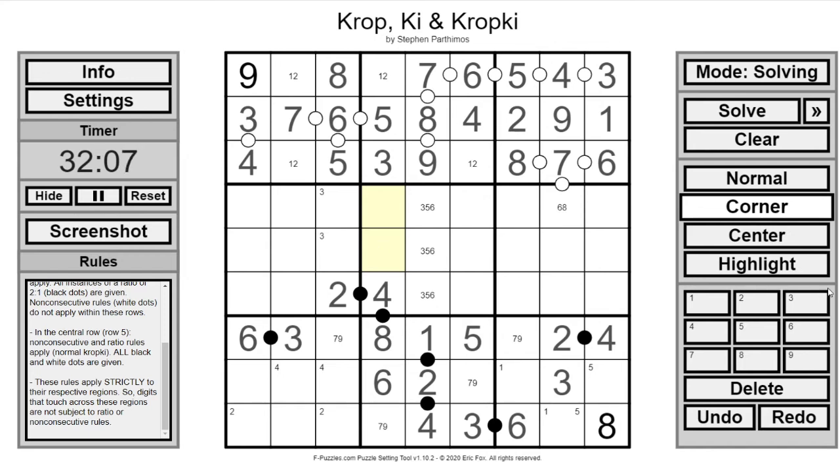Huh. I think we can get rid of a 2 here, because it is in the 4 rows. Yeah, these rules apply strictly to their respective regions, so digits that touch across these regions are not subject to ratio or non-consecutive rules, so I can't say that a 3 there would be breaking anything. So where to look next?